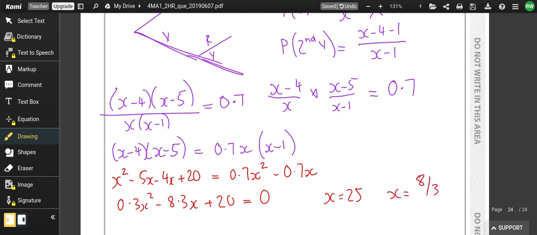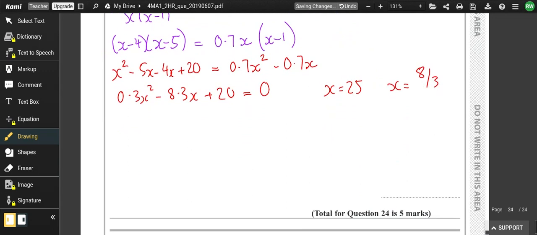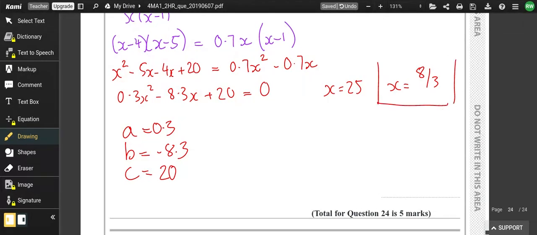So you might have to do the quadratic formula on this with a equals 0.3, b equals minus 8.3, and c equals 20. And you would write all that out. But when you get your two answers, one of them is a fraction, so we can't have a fraction of a marble. So our total number of marbles is 25.